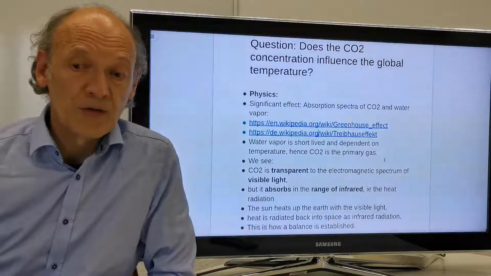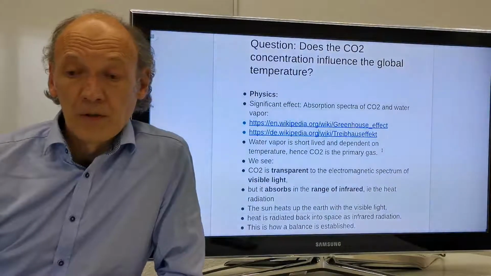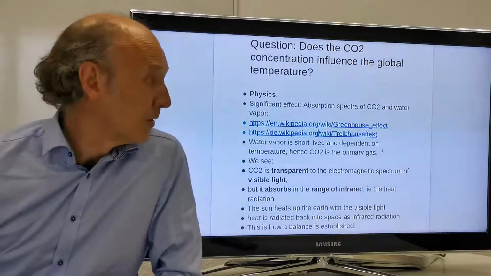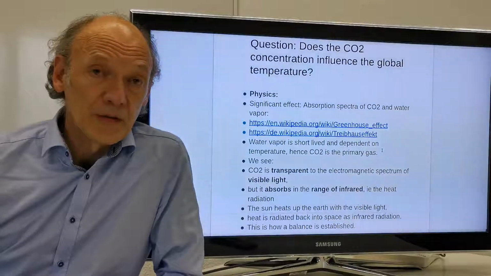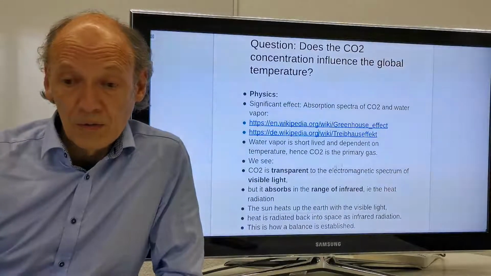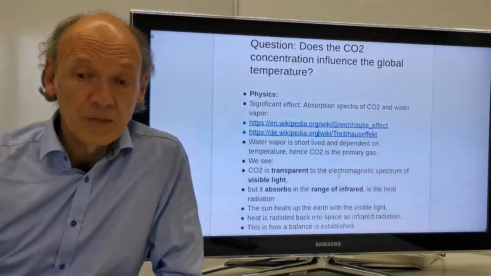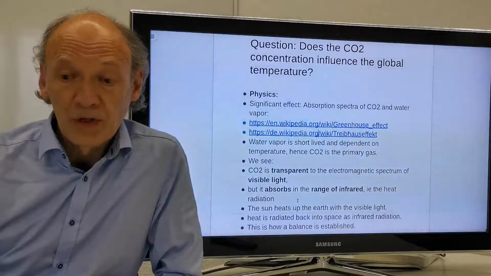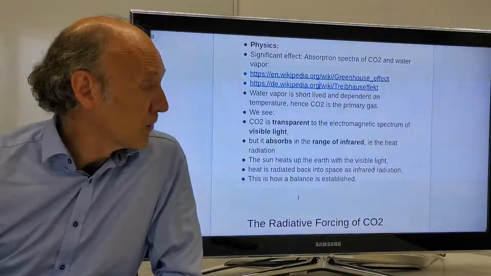So water vapor is basically short-lived. As soon as it's getting colder, it comes down as rain, for instance, and then it's gone. Unlike CO2, which is lasting for centuries or even longer. So in these plots, we saw that CO2 is transparent to the electromagnetic spectrum of visible light, but it absorbs in the range of infrared, meaning the heat radiation coming back from Earth.